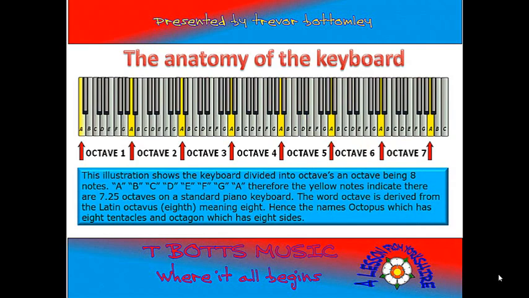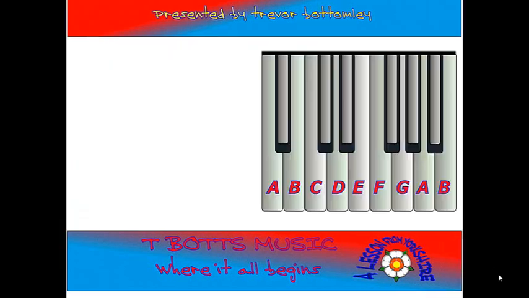This illustration shows the keyboard divided into octaves, an octave being 8 notes: A, B, C, D, E, F, G and back to A. Therefore, the yellow notes indicate there are 7.2 octaves on a standard piano keyboard. The word octave is derived from the Latin octavus, 8th, meaning 8. Hence the names octopus, which has 8 tentacles, and octagon, which has 8 sides.